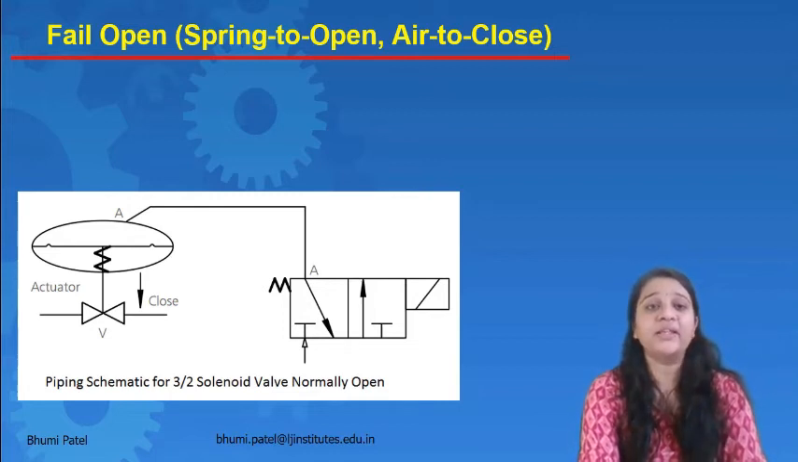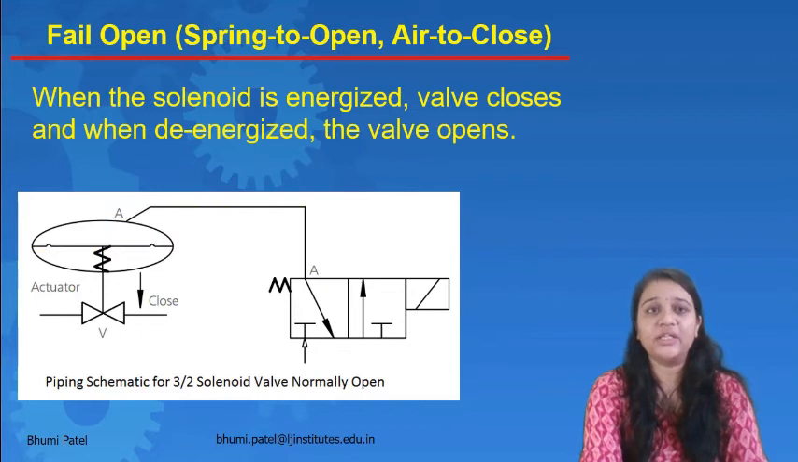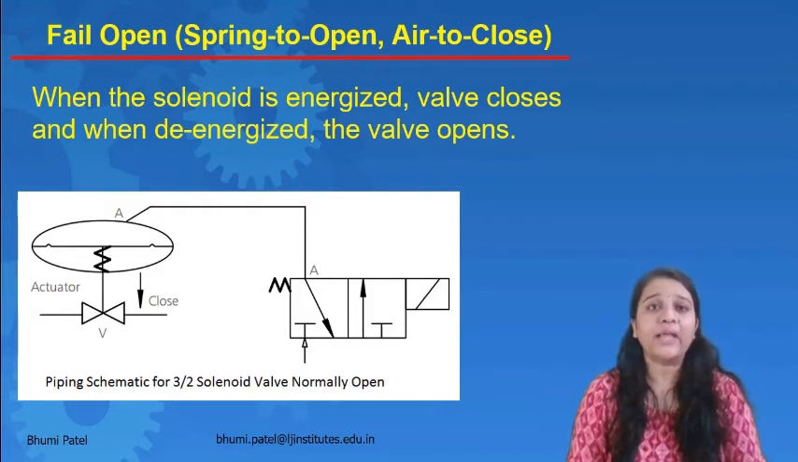So here the valve is generally in the open position. Here we can connect a 3/2 switch connection. Whenever the switch is in the closed position, the valve is fully closed and the position of the spring is fully open. Now the next position is when the solenoid is energized, the valve closes, and when it is de-energized, the valve opens.